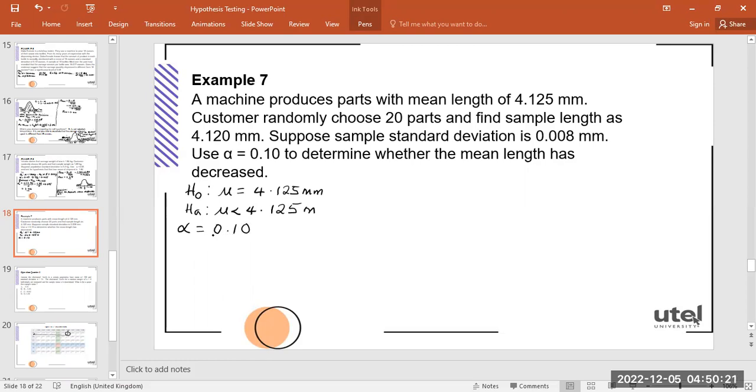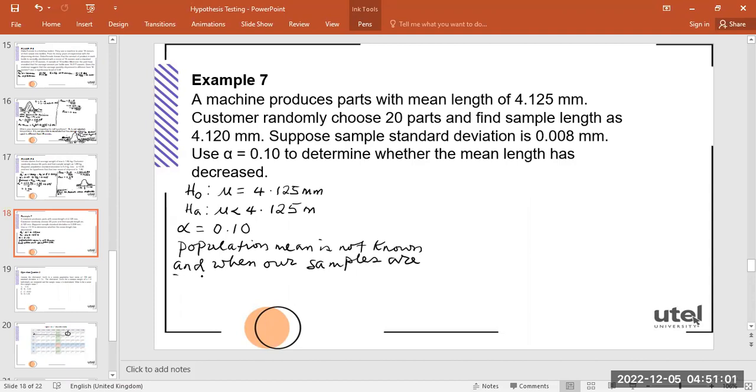Now, generally, if these conditions are met, that is when our population standard deviation is not known, and when our samples are small, usually less than, let's say, 30, then use t-scores or a t-test.